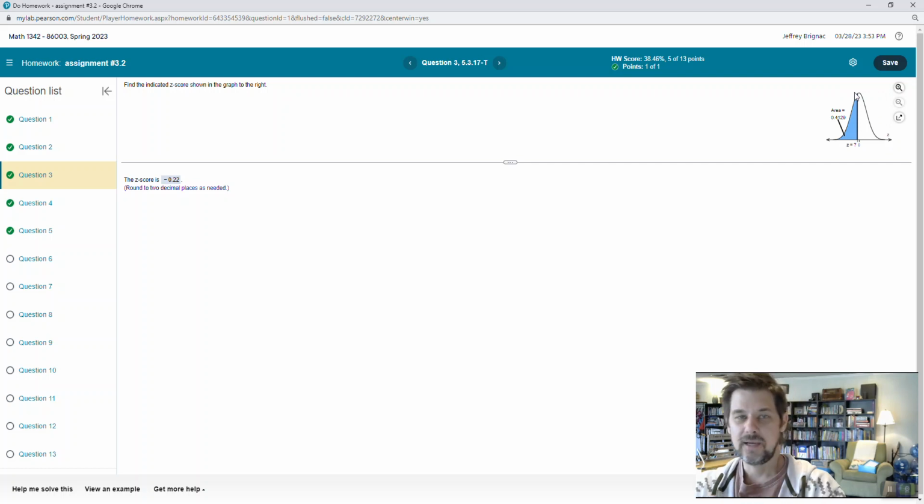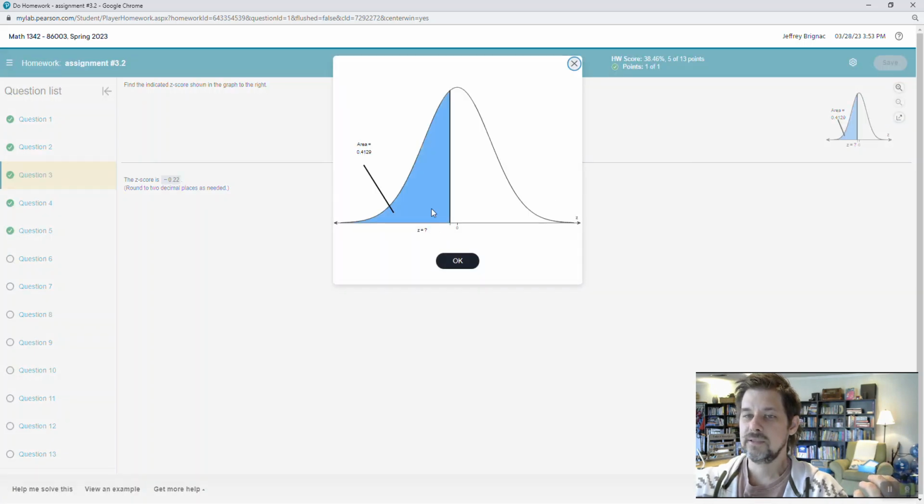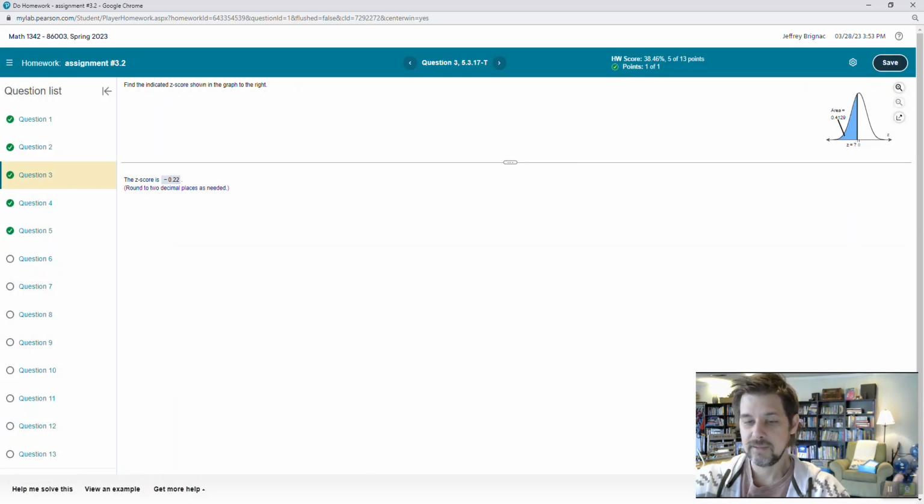Now here, this time they're just giving us a picture. But we can understand it the same way. If you look a little closer at that picture, it says here in blue, the area is 0.4129. The z-score would be the spot on the horizontal axis that's right there. So that's consistent with what we've been doing.